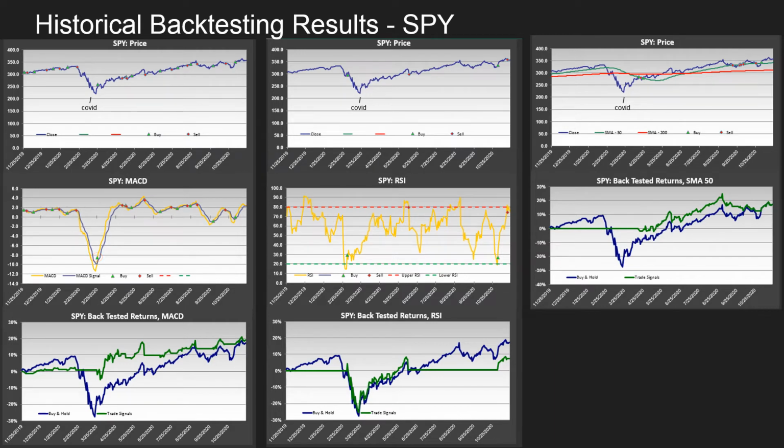RSI, on the other hand, failed to identify the impending market crash and incorrectly issued a buy signal right before the crash. I should note here that we've programmed the backtest to ignore a sell signal if the strategy is not currently holding the stock and vice versa.